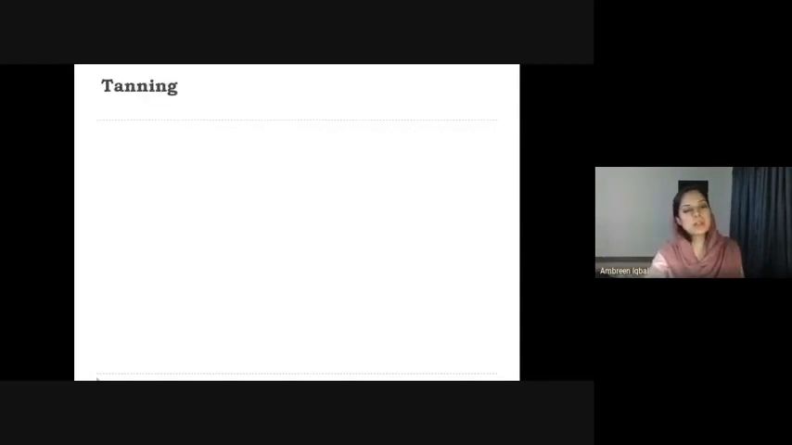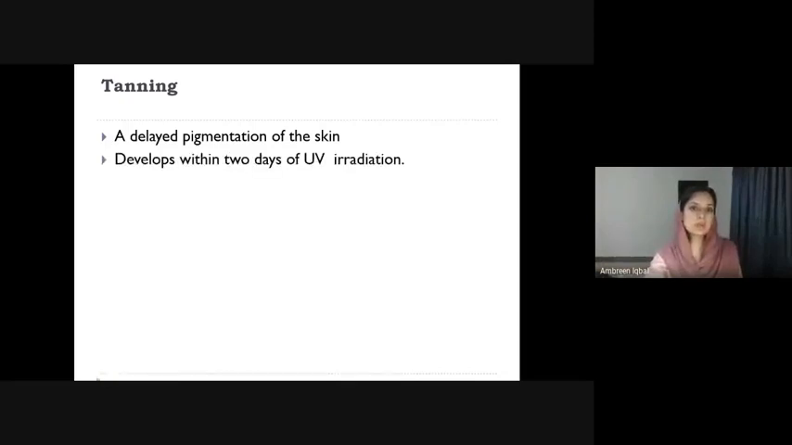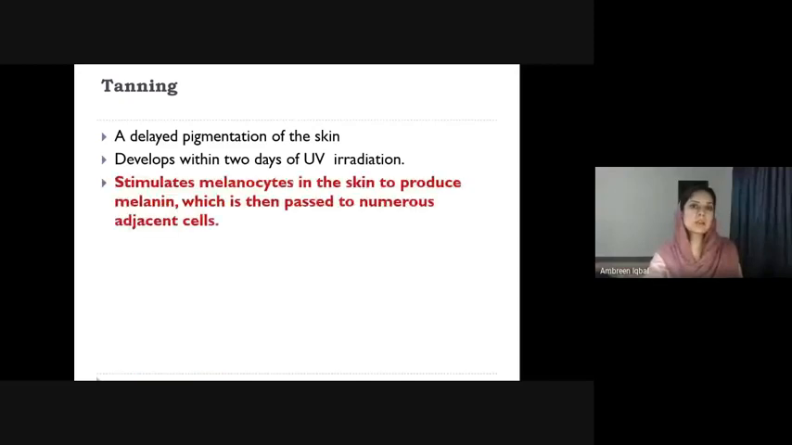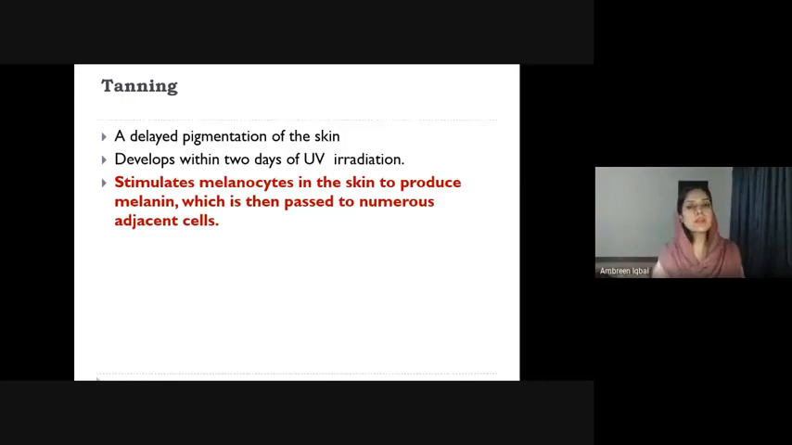The next response of the skin to ultraviolet radiation is tanning. Tanning is basically a delayed pigmentation of the skin. It develops within 2 days of ultraviolet exposure. Ultraviolet radiation exposure stimulates the melanocytes in the skin to produce melanin, which is then passed to the numerous adjacent cells. This melanin forms an umbrella over the nucleus of the cell and protects it from ultraviolet radiation.